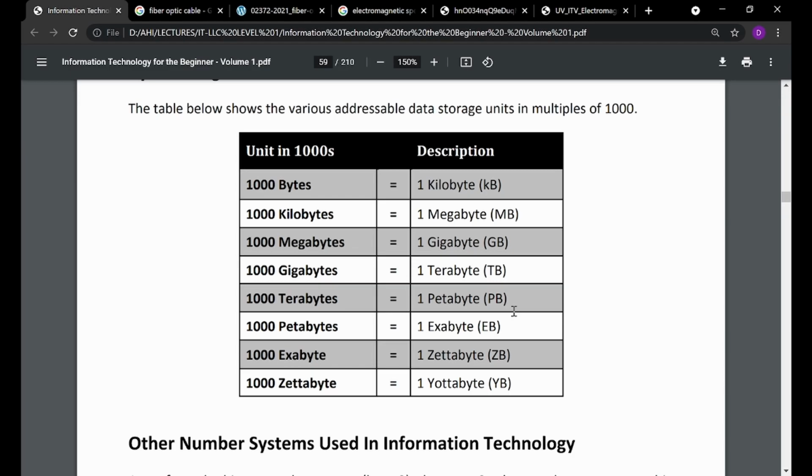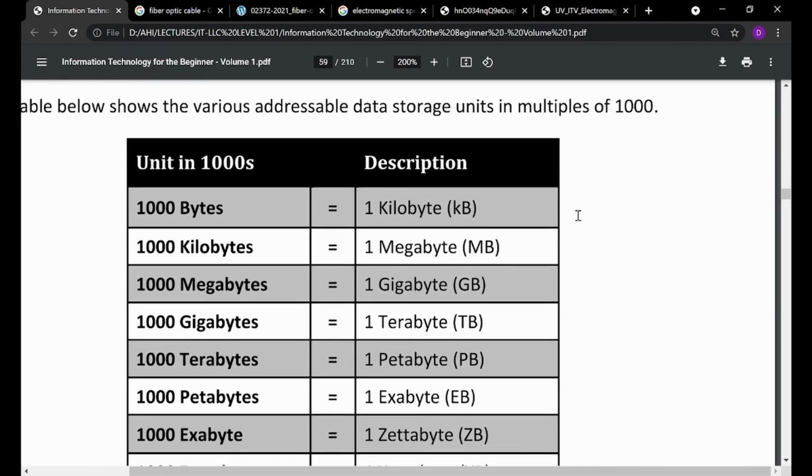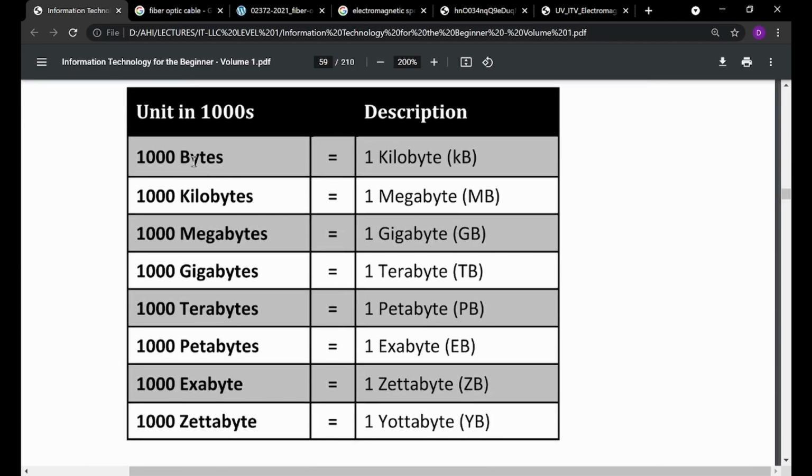All right, now watch this. Now we said 8 bits is what? 1 byte. Now come and let's learn this. We are going to learn something serious. Let's keep this in mind. 1,000 bytes is equal to 1 kilobyte. So when we say 7 kilobytes, how many bytes do we get? 7,000 bytes. Okay, good. So now you understand.